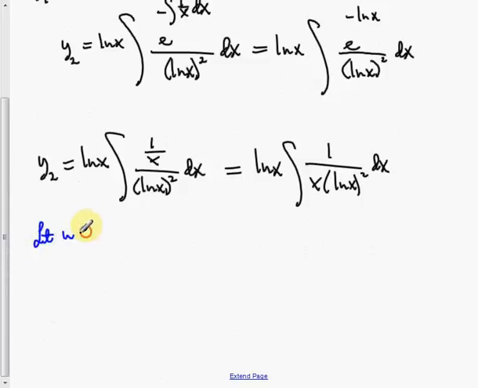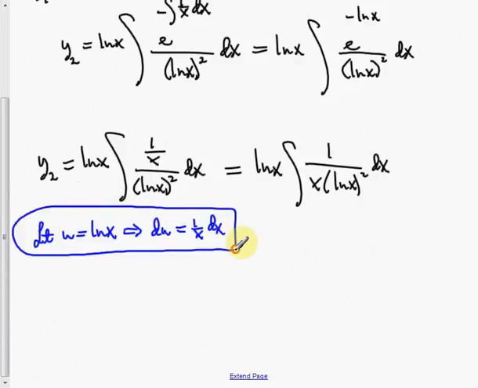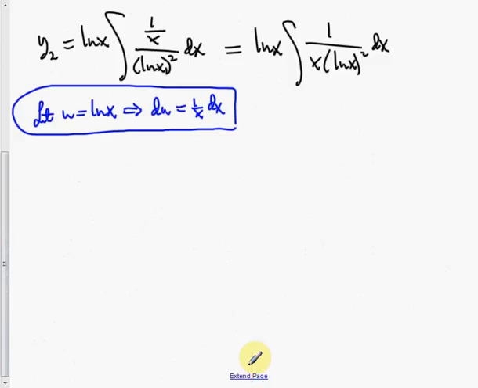So let u equal the natural log of x. This implies that du is 1 over x dx.